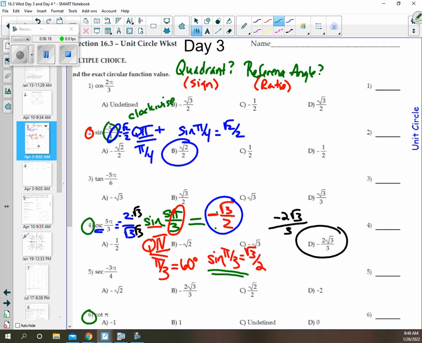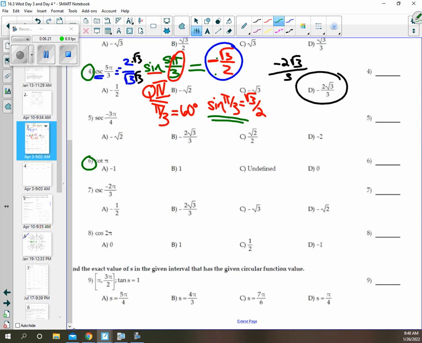Sometimes you actually aren't in a quadrant. You're just at the x-axis. So my location is the x-axis. That means my reference angle, my distance from the x, is the same as what it is at 0 degrees. It would be the same answer.